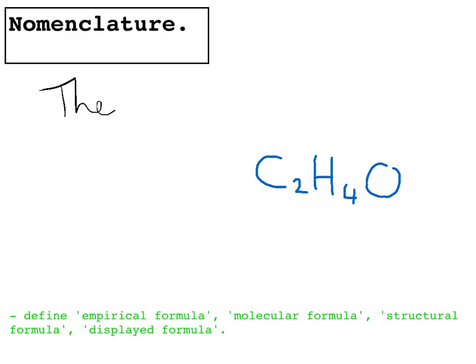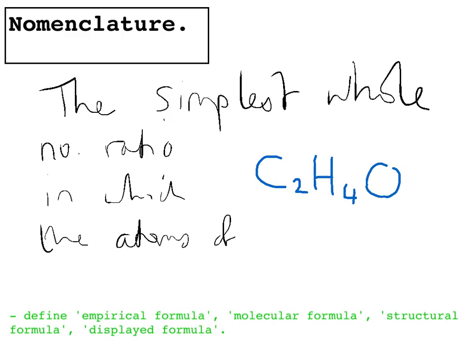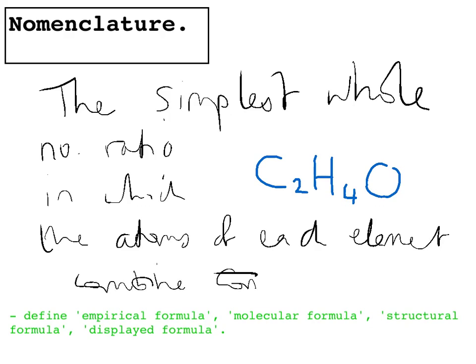So it's the simplest whole number ratio in which the atoms of each element combine together. And the important bit that people usually miss out of this definition is it's the atoms that combine together. You can't say the simplest whole number ratio in which the elements combine together. You have to say in which the atoms of each element combine together.